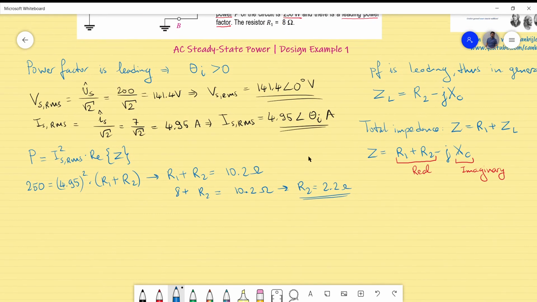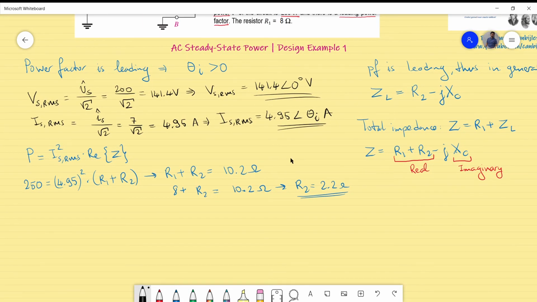So what I can say is the following. The magnitude of Z is equal to Vs RMS divided by Is RMS, just using Ohm's law. So what do I get? This is 141.4, just in magnitudes, of course, so I don't bother about the phases, divided by 4.95. So what do I get? I get 28.6 ohms. This is just the magnitude of the impedance.